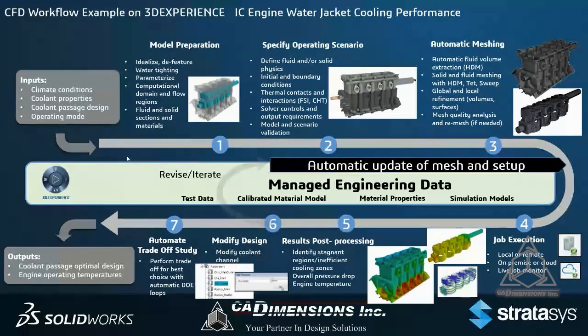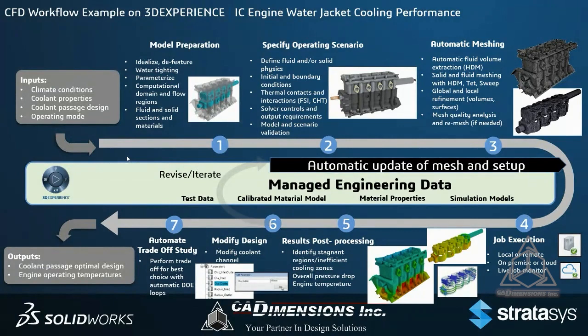We're going to set up things like our fluid and solid materials, right? We know in this case that engine jacket is going to be some kind of metal. We know that our fluid in this case is going to be water. We can specify our operating scenario, right? So step 2, we can define our fluid and solid physics.